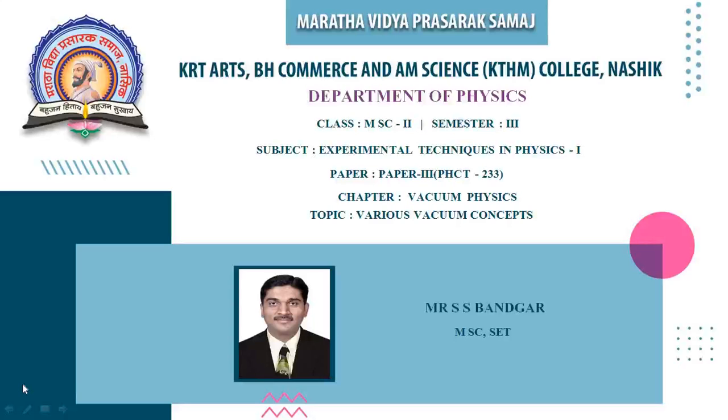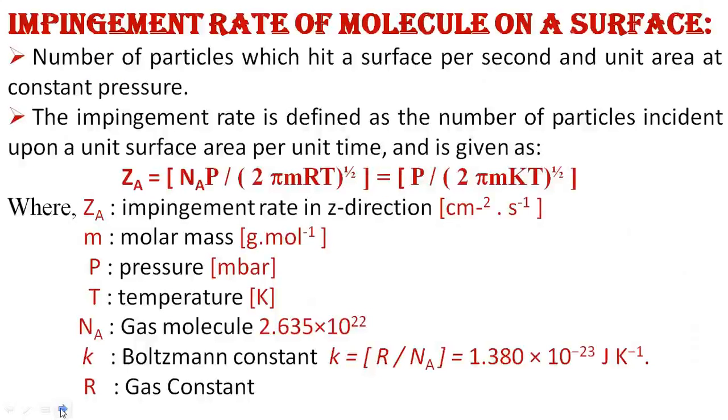Today we have to discuss the concept of quantum physics and their various concepts. Starting with the impingement rate of molecules on a surface: the number of particles which hit a surface per second per unit area at constant pressure is known as the impingement rate of molecules on the surface.